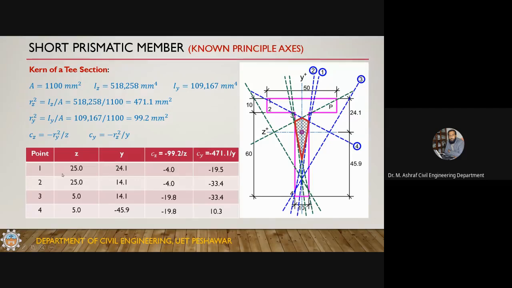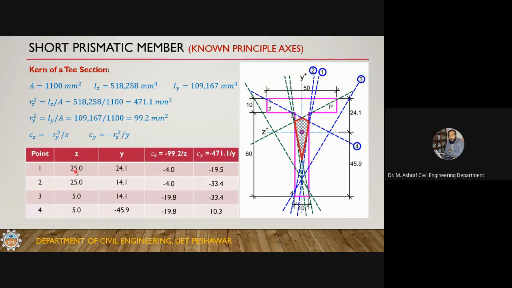This is a symmetrical section. So I'm taking point number 1, point number 2, point number 3, point number 4 only, and the rest I will do by symmetry. For point number 1, I'm making the stress at point number 1 equal to 0.